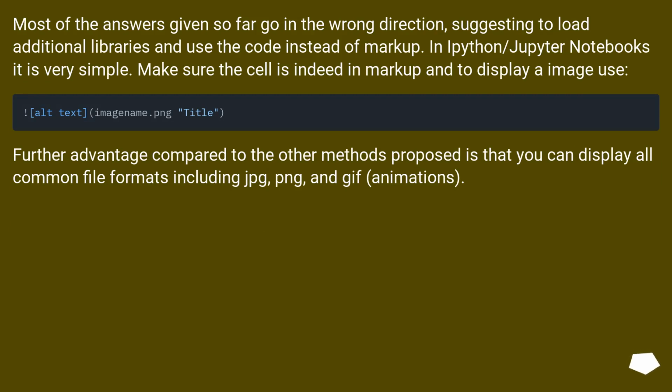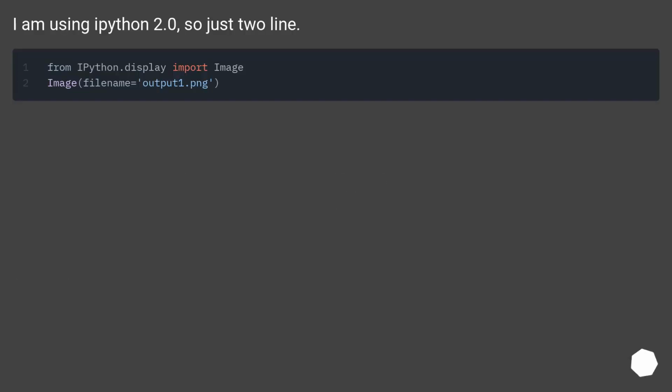Most of the answers given so far go in the wrong direction, suggesting to load additional libraries and use code instead of markup. In IPython/Jupyter Notebooks it is very simple. Make sure the cell is indeed in markup and to display an image use the image markup. A further advantage compared to the other methods proposed is that you can display all common file formats including JPG, PNG, and GIF animations. I am using IPython 2.0. So just 2 lines.